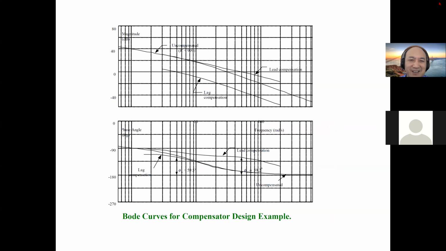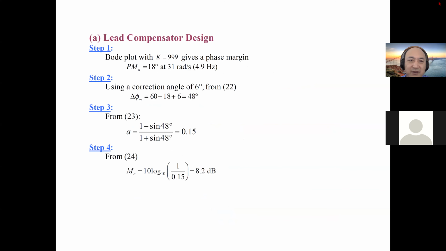If you didn't do anything here, you are going to have the uncompensated response. The original one is something like this. This is the original Bode plot, but somehow I don't like it. I want this one to gain cross like this. So you add a lead compensator, you will have something like that. And with lag, the shape will be different. So that changes the behavior, okay?